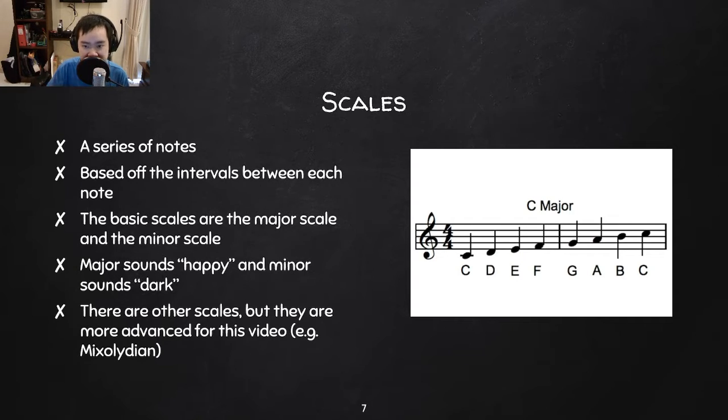Let's start from D. We'll construct the D major scale. D, whole step from D is E. Whole step from E, we already talked about this, is F sharp. Then a half step from F sharp is G. Then we do another whole step, A. Another whole step is B.